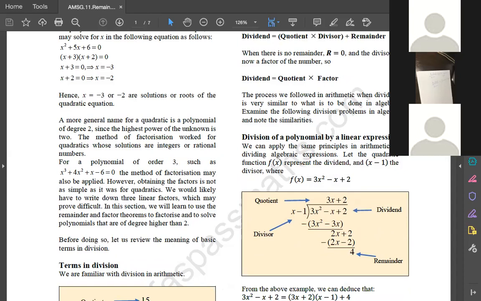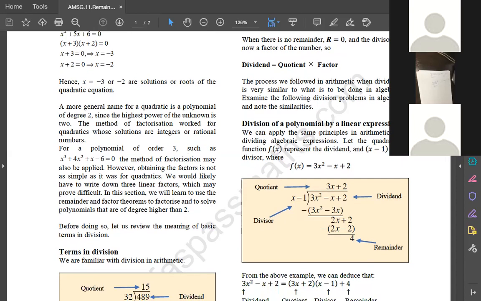So long division: the number of times the divisor is going inside the dividend, you write it at the top. Now you come and multiply again, quotient times divisor. You write the number, you subtract. Very, very simple, like the long division. So the same process. The process we followed in arithmetic when dividing is very similar to what is to be done in algebra. So examine the following division problems in algebra and note the similarity.